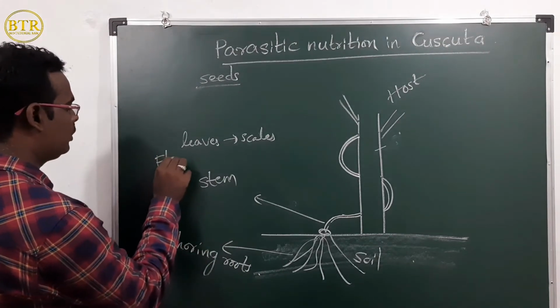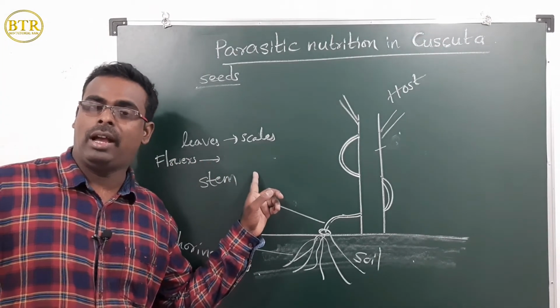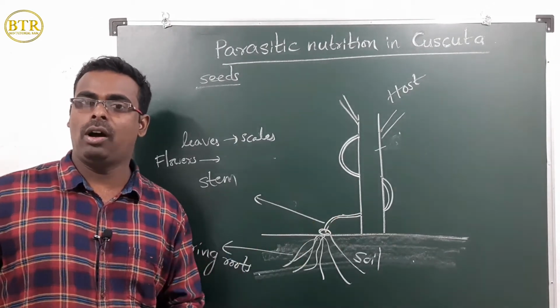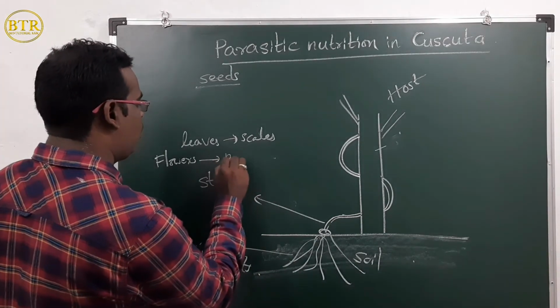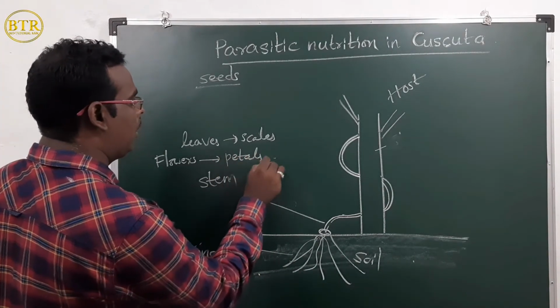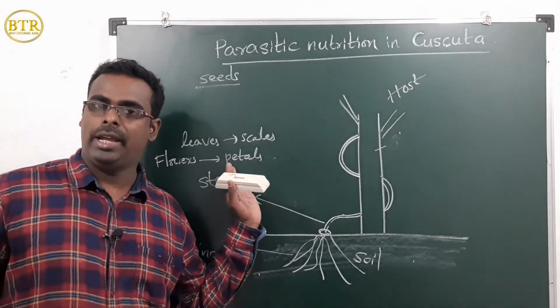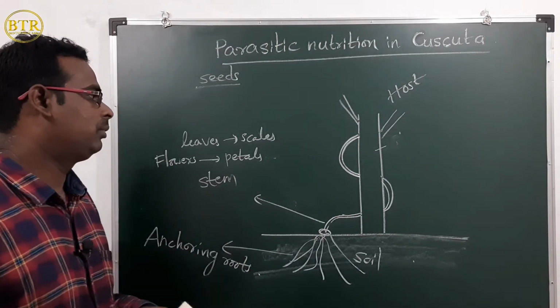What about the flowers? Cuscuta flowers are present in clusters. And what is the color of the flower? Flower color is yellow or white. Cuscuta flowers have petals. Petal color is white or yellow, and bell-shaped petals are there. So this is about the flowers.